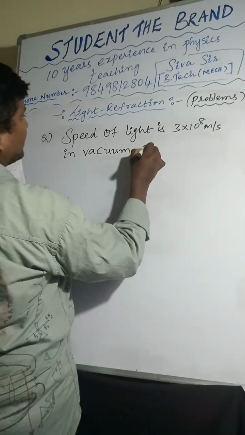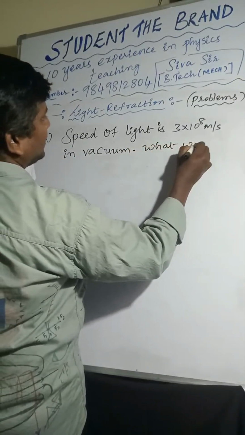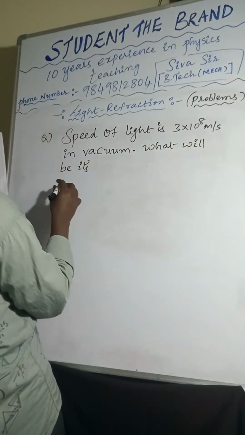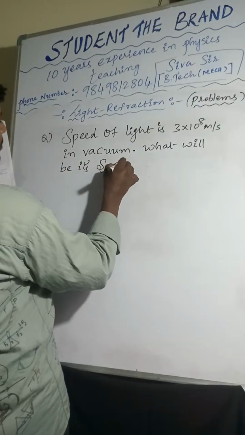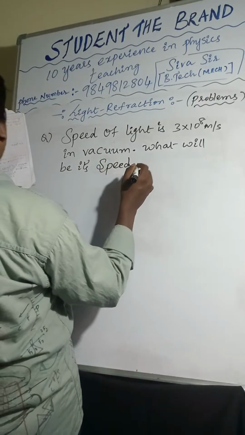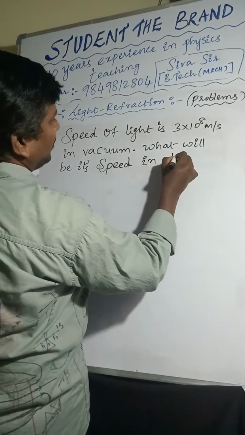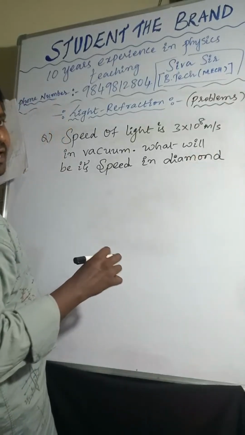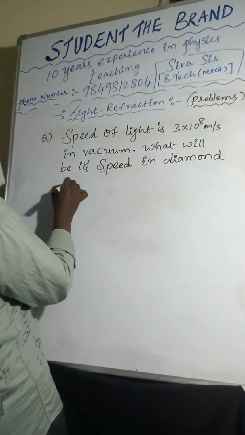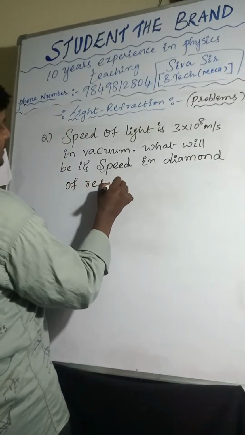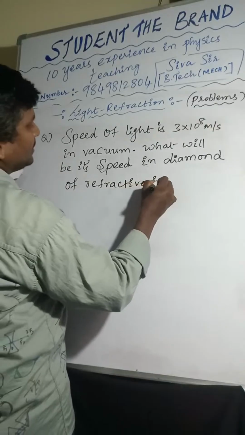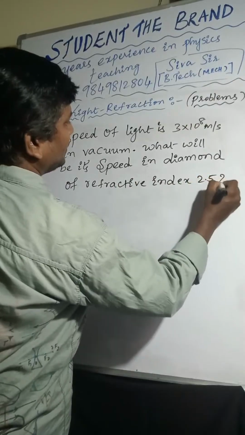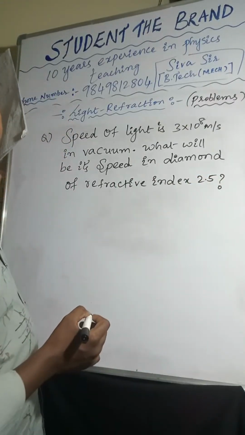What will be its speed in diamond, of refractive index 2.5? The refractive index is given as 2.5. Now we can find out the answer.